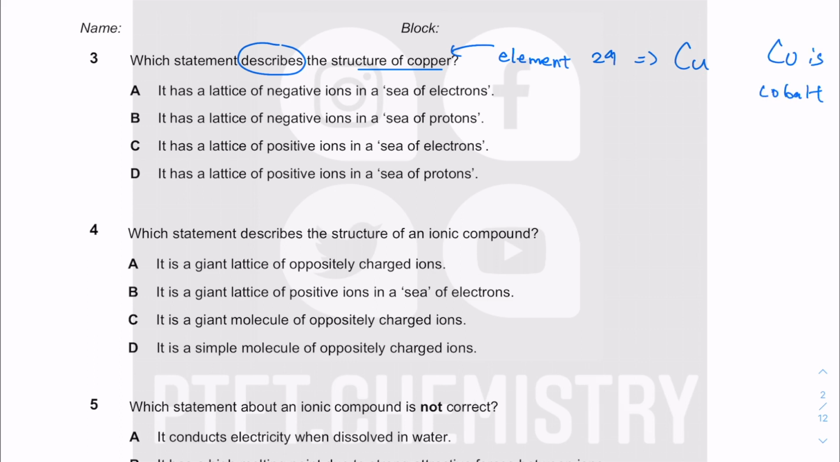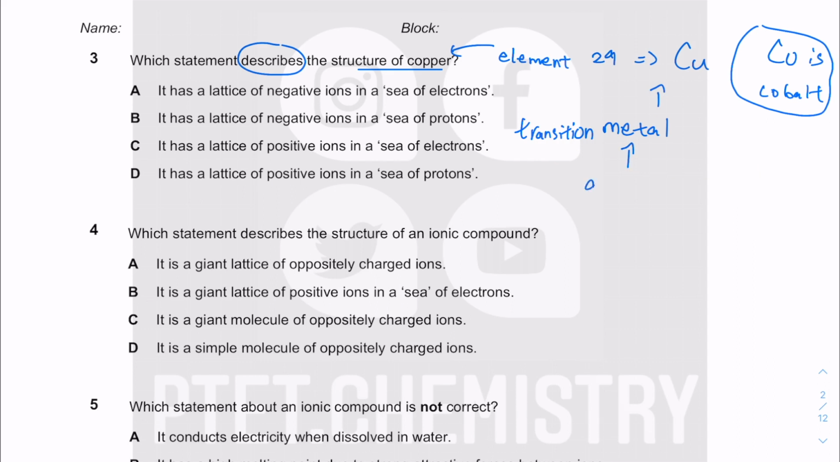Cobalt is also in the same row, in the transition metals. Transition metal is that big block between group 2 and group 3 in the middle of the periodic table. So cobalt is in the same row. Cobalt is big C, small o. Copper is big C, small u, u for umbrella. That's the symbol for copper. So we know it's a metal. It's a transition metal, by the way. Everything in that middle block is called a transition metal.